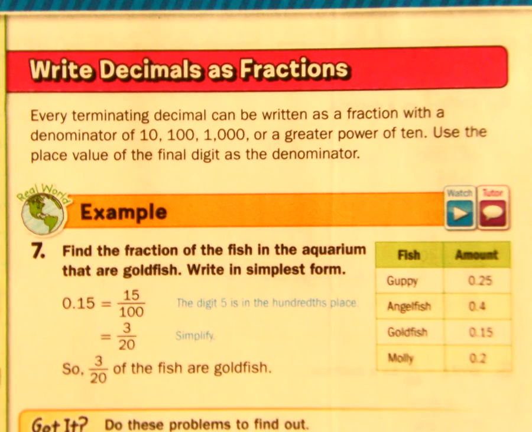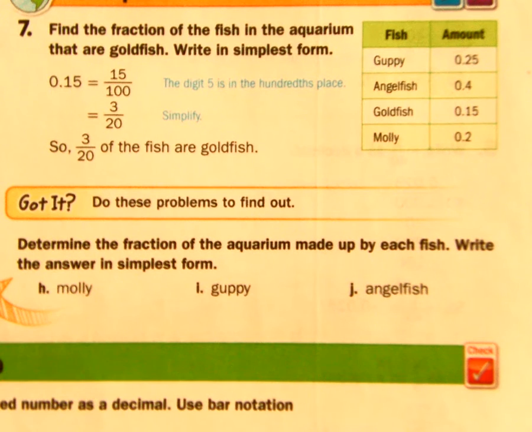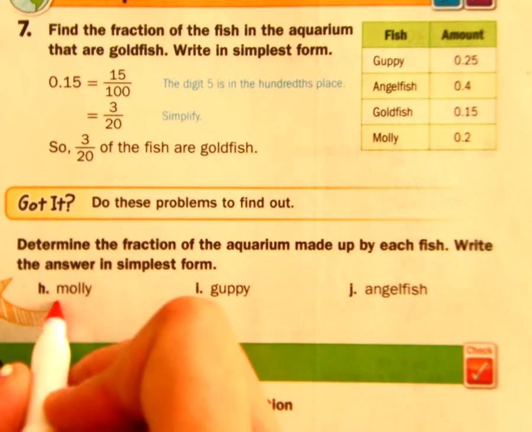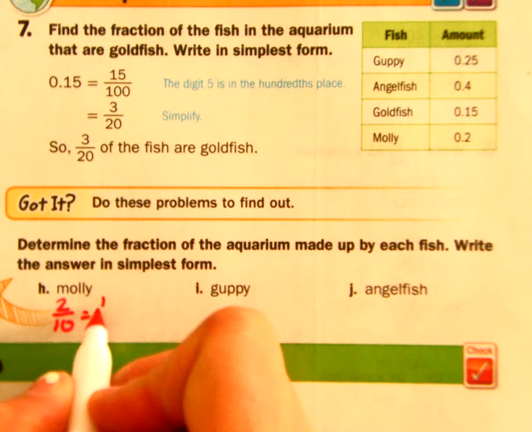So if we look at example H, our directions say determine the fraction of the aquarium made up by each fish. Write the answer in simplest form. So I want to know what fraction are molly fish. So if I go back up to my chart here, I have 2 tenths. Well, the 2 ends in the tenths place, so I know I'm going to put it over 10. So my fraction would be 2 over 10, and then I just have to simplify it. I know 2 goes into both of them, so it'd be 1/5.